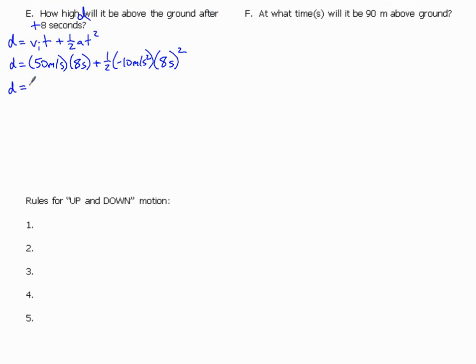So 50 times 8, 400 meters, seconds canceled, plus, let's see, we've got 8, 16 by 8. 64 times 10 divided by 2, 320 meters, and the distance is 80 meters.